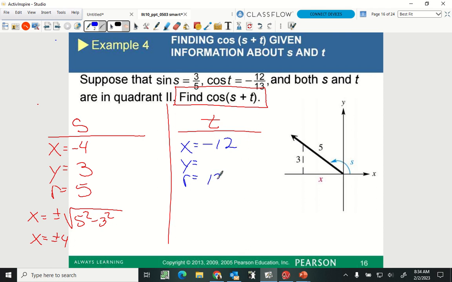Why is the r not negative? Because r is always positive, right? So whenever you have one of these with an r there and there's a negative, you know it has to go with the top number. It has to go with the y or the x. All right, Pythagorean theorem again. You should be able to get to this real quick, and I'll give you a moment.